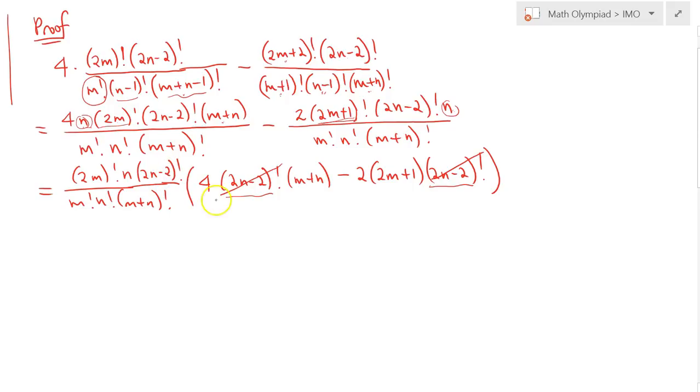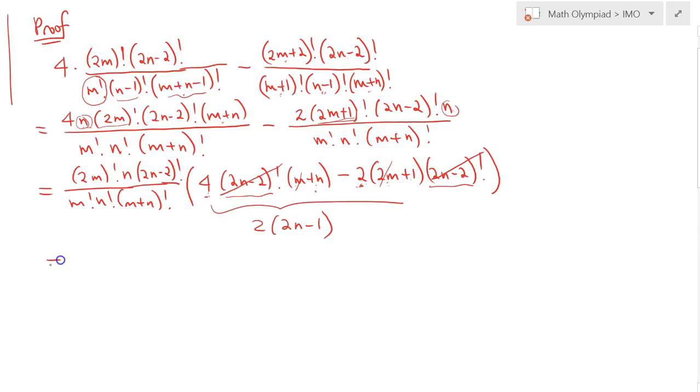Okay, so what is remaining inside? Well, I have 4m here. I have minus 4m, so these two would cancel out. That's perfect. And then I have 4n minus 2. Okay, 4n minus 2. That's what is left. 4n minus 2 is just 2 times 2n minus 1. Oh, that does the trick.